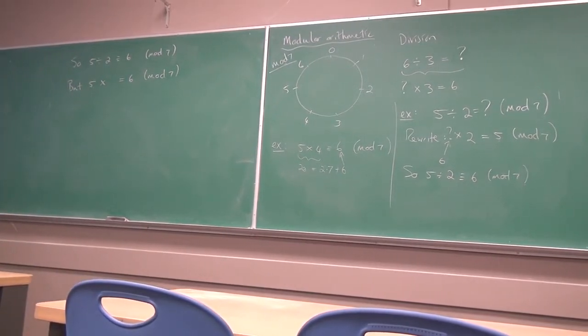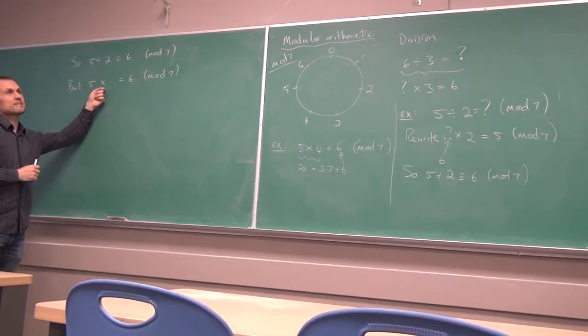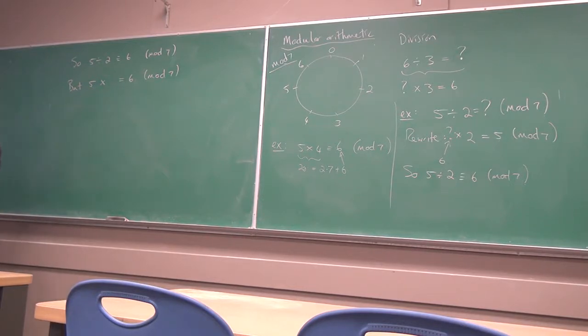5 times 1? No. 5 times 2? No. 5 times 3 is 15. Mod 7 is 1. That's not it. Looking for 6. 5 times 4? 5 times 4 is 20. 20 mod 7 is 6. So 5 times 4 is also 6. What is the link between these guys?